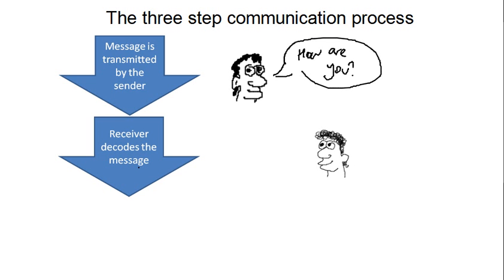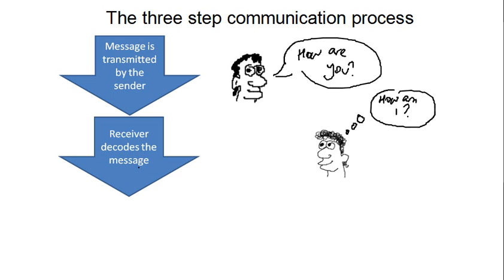So in this case, this person's received this message from the first guy, and he's decoding that message. So he might be thinking, "How am I?" So in this case, he's interpreted the message well.